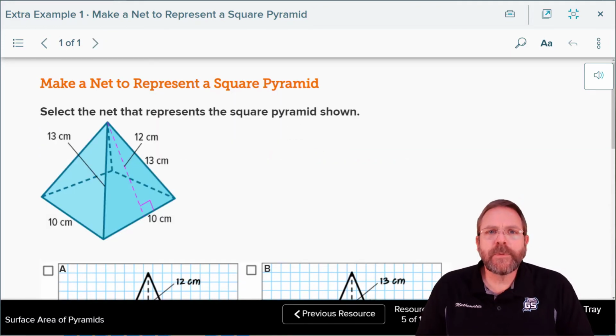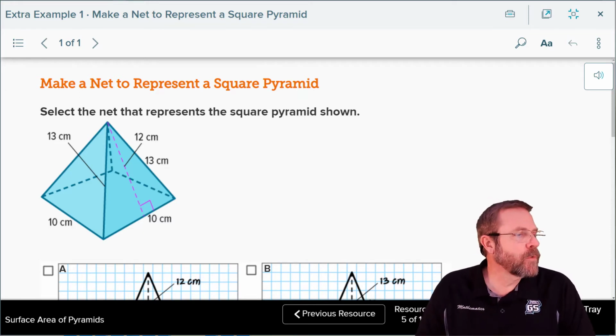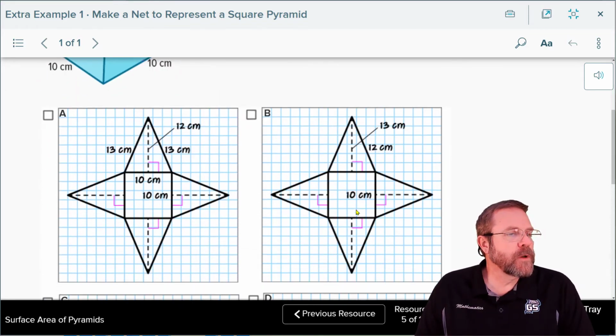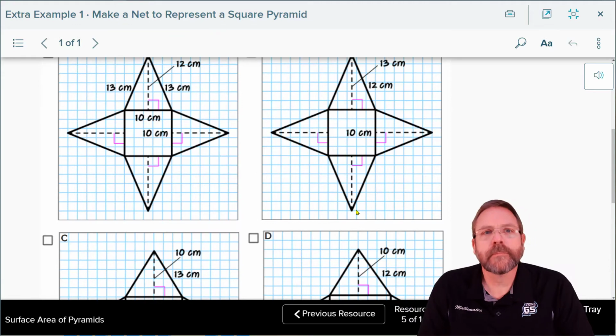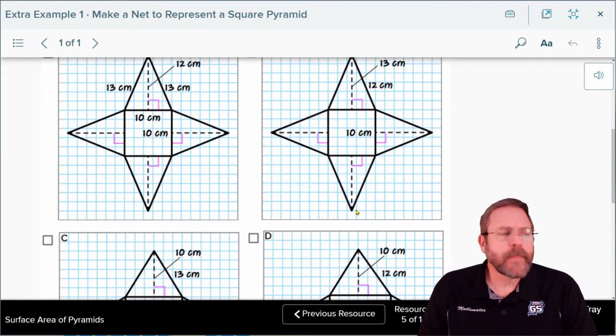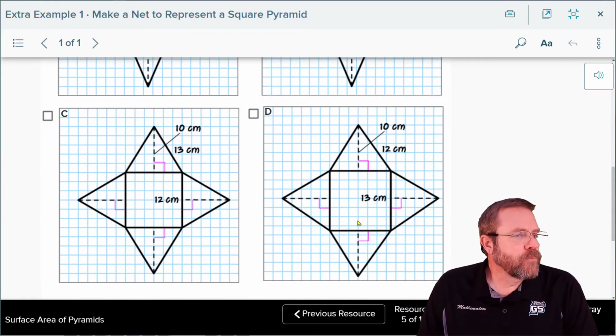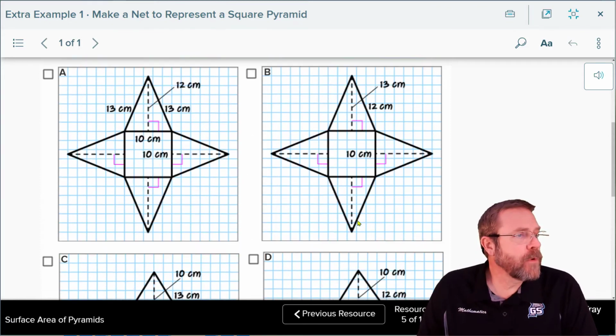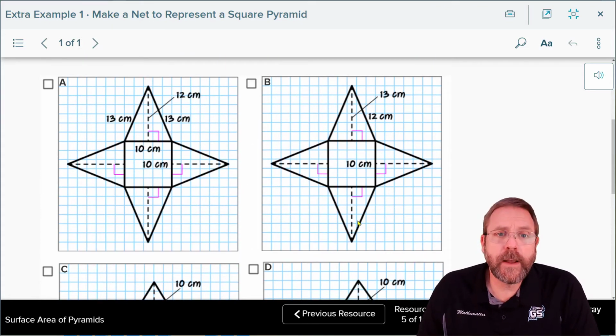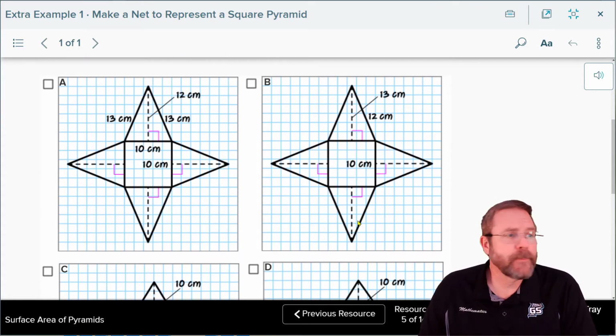And once again, it's going to be your turn to pause the video, work extra example number 1 on your own, where you're going to select which one of these nets is going to be an appropriate net to go with the triangular prism. So how did it go? I'm sitting here looking at the rough drawings, and each one of these drawings themselves are perfect nets. There's nothing wrong with how they're all laid out, because they will all fold back up to become that square pyramid again. What we need to look at then is going to be the dimensions.